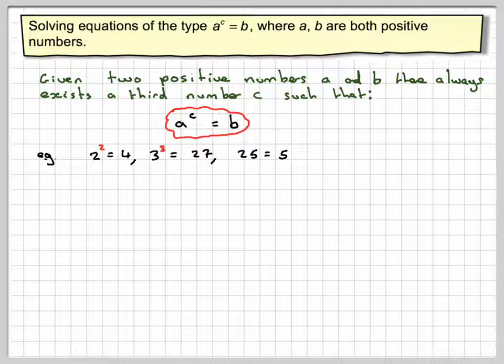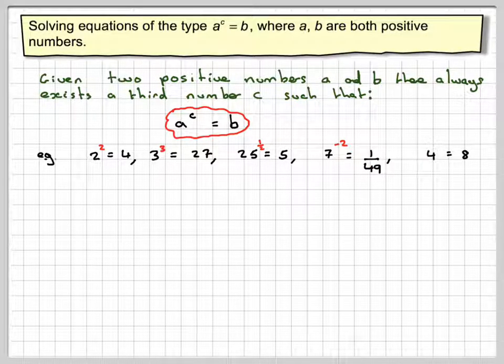A bit more difficult: 25 and 5, what number goes here? From your rules of indices, you know taking the square root of 25 is raising it to the power of half. What about this one? 7 and 1 over 49. Did you come up with 7 to the minus 2? So the third number doesn't always have to be positive. It's just that the first number and the last number have to be positive.